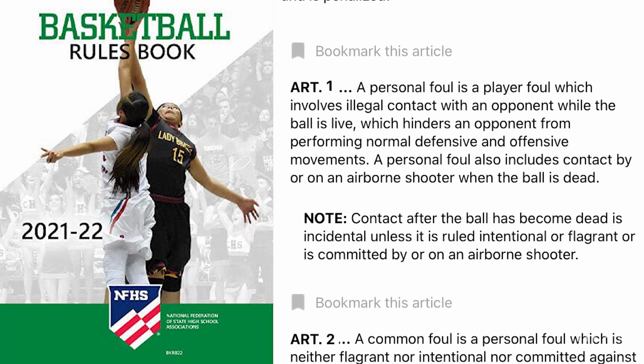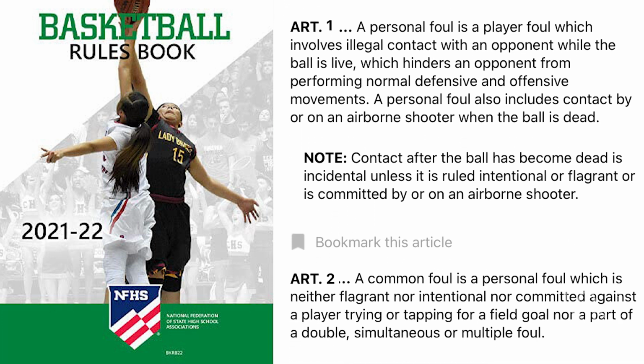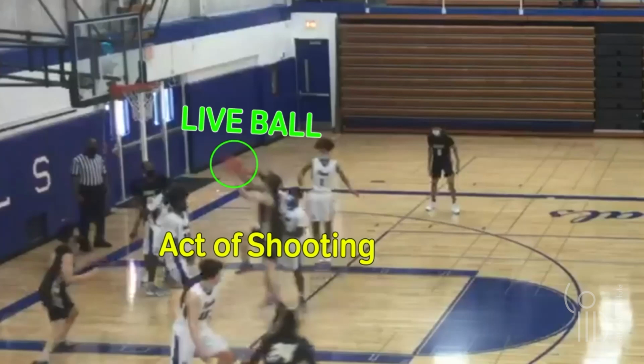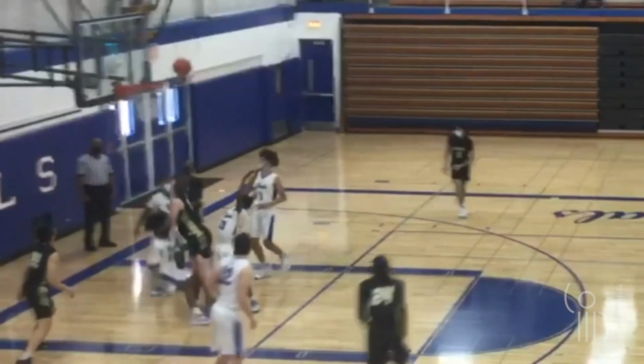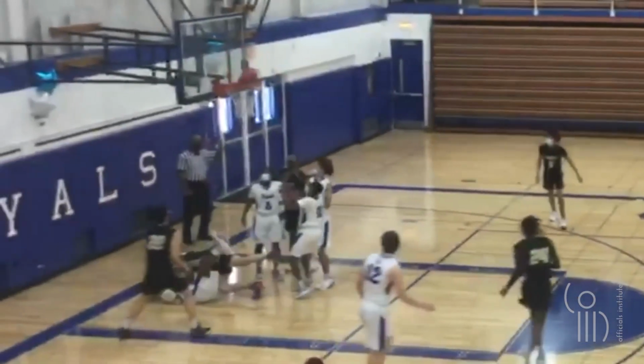419.1. On the note, it says contact after the ball has become dead is incidental unless it is ruled intentional or flagrant or is committed on an airborne shooter. Airborne shooter. And is it a dead ball? No, the ball has not become dead yet. So this cannot be considered incidental contact, can it? No. That is a foul. So what do we have?